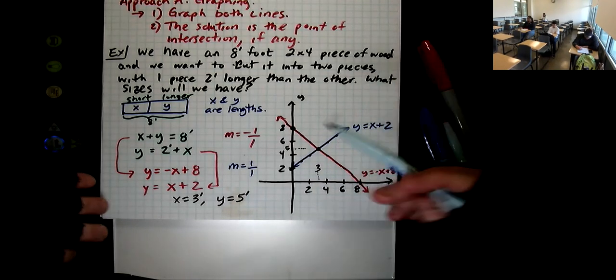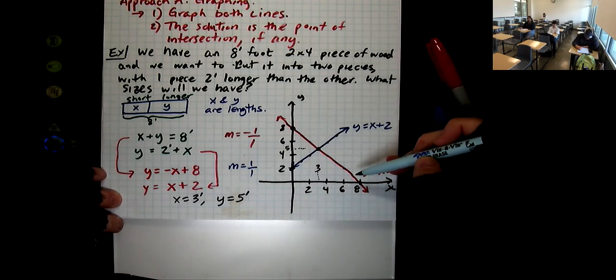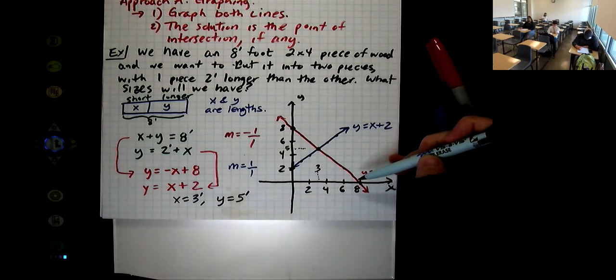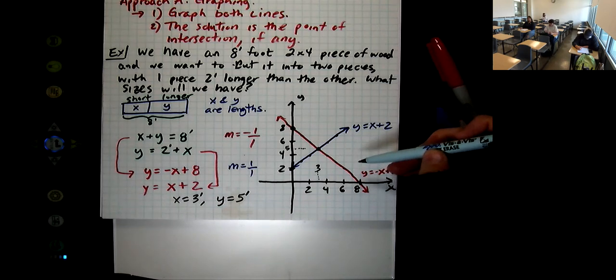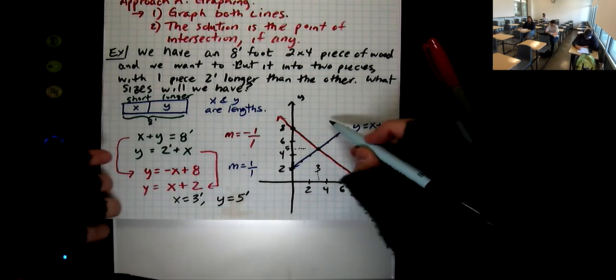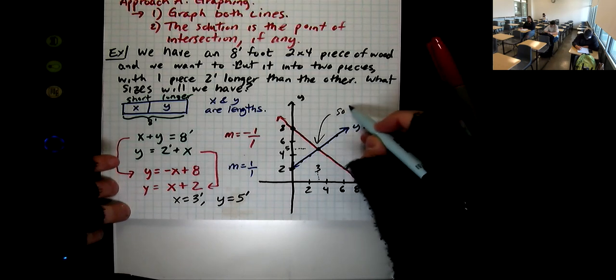Any point on a line is a solution for that line. And so if we wanted to solve both lines, the solution we're looking for has to be on both lines, and that's where they cross. So that's our solution right there.